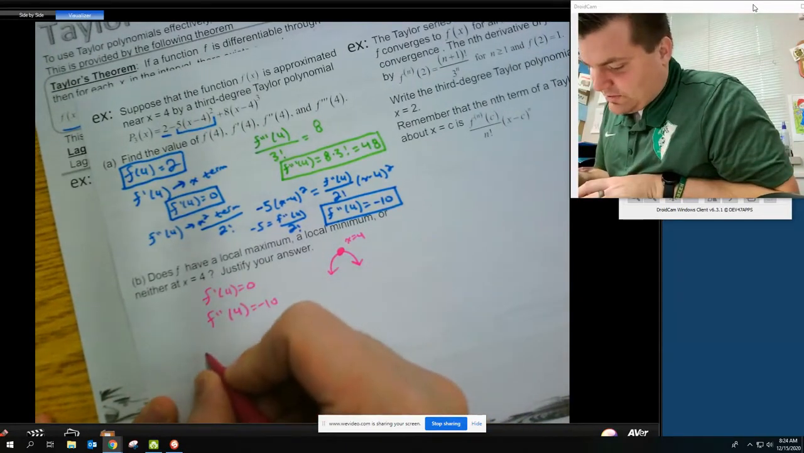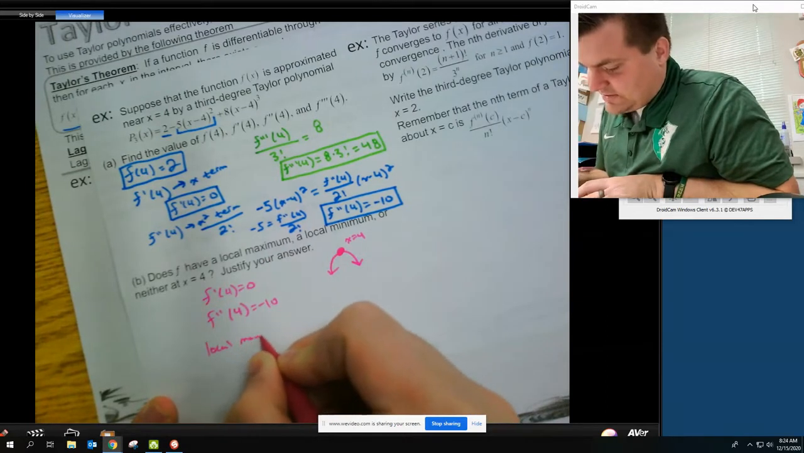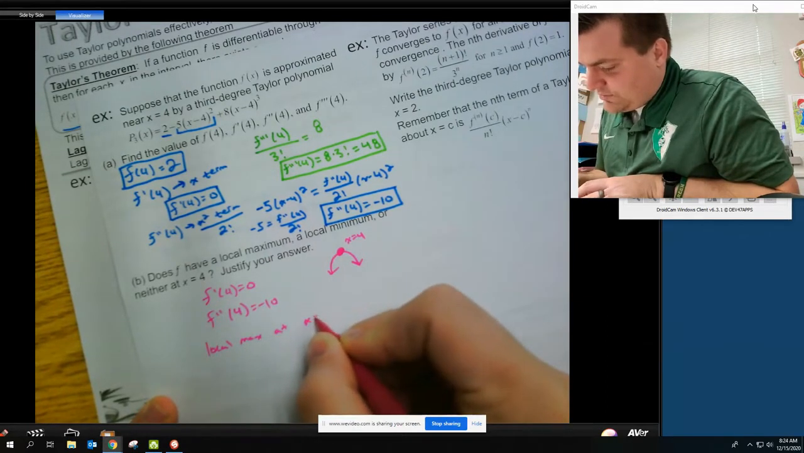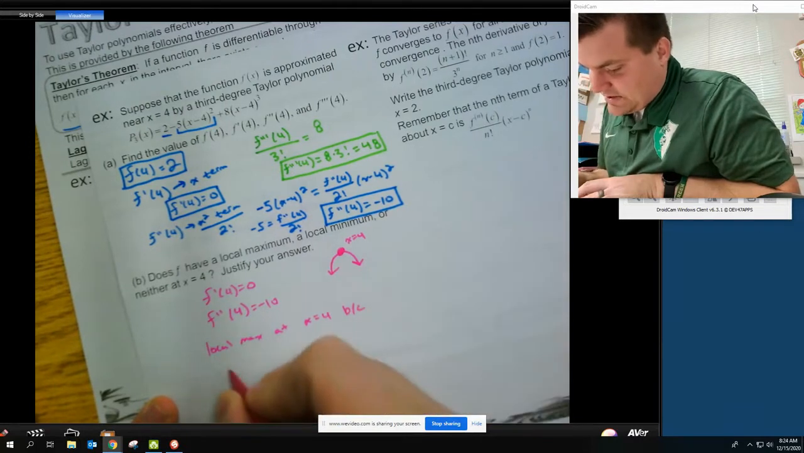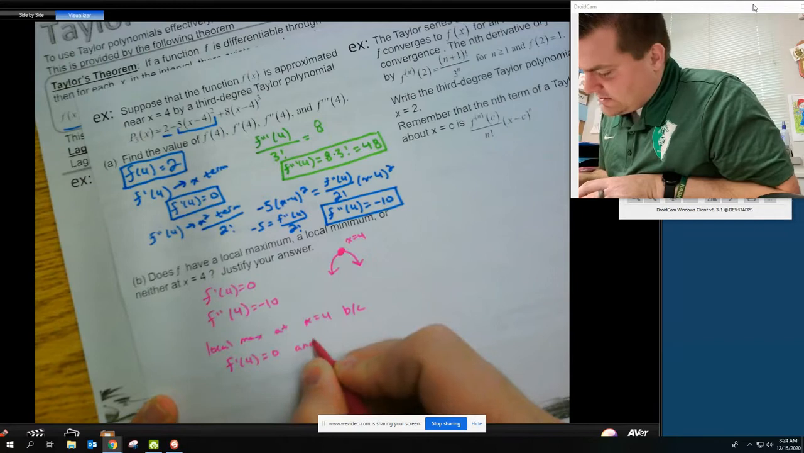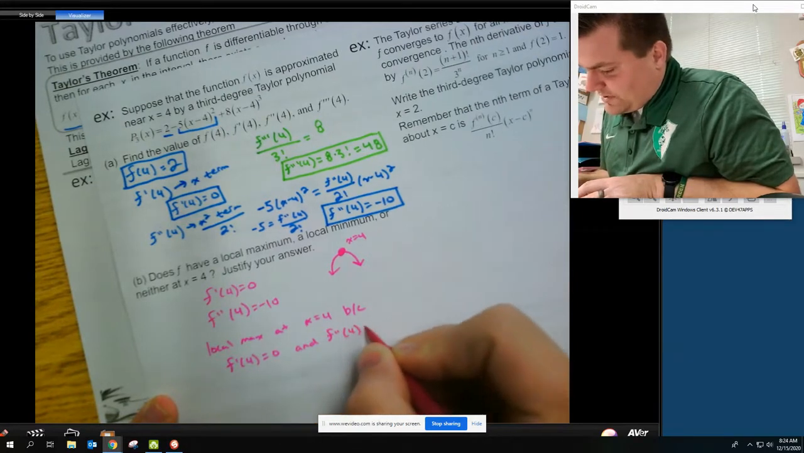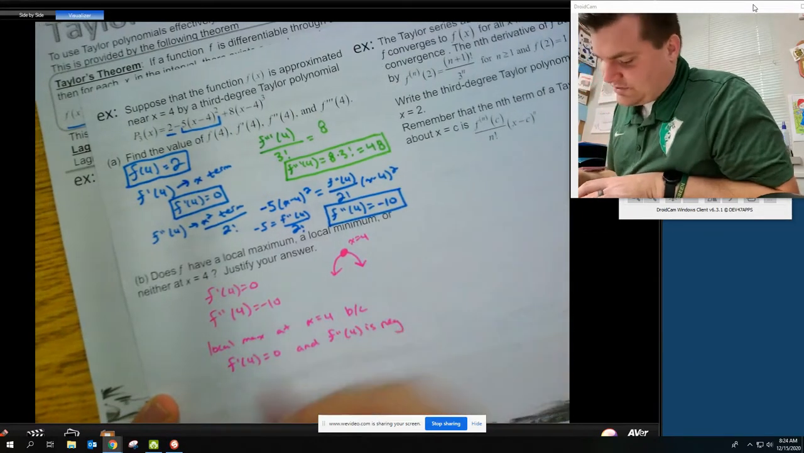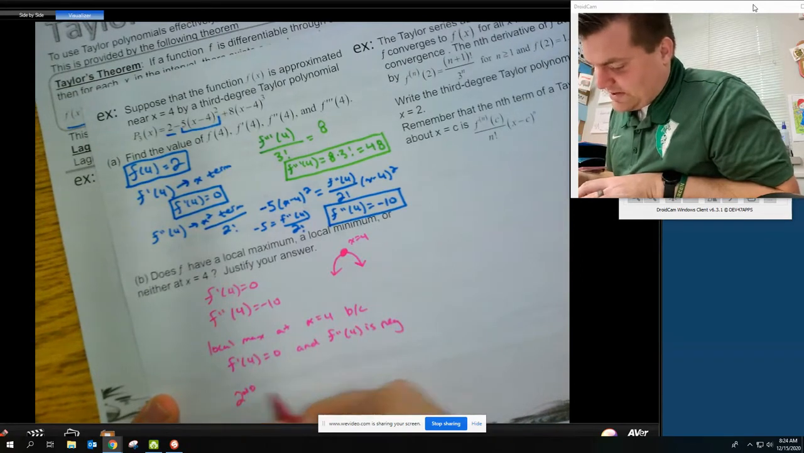So we have a local max at x equals 4 because f prime of 4 is equal to 0 and f double prime of 4 is negative. And that's the second derivative test. You don't need to write this down, but I will for your notes.